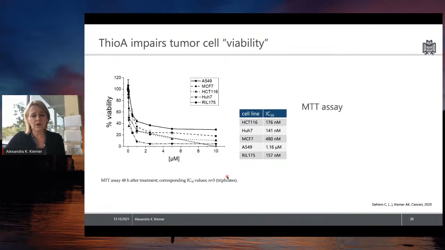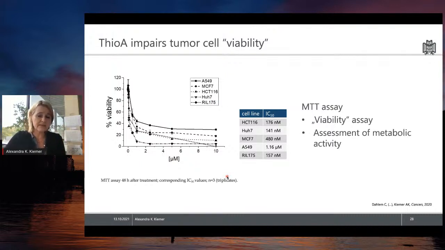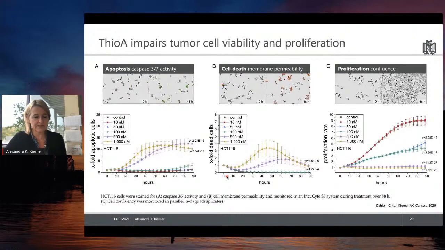However, if you look a bit closer at what this MTT assay really is, it's denoted as a viability assay, but actually metabolic activity is assessed by this assay. You cannot really conclude from an MTT assay whether the cells really die or whether it's just an attenuated proliferation, or whether it's just a readout parameter for metabolic activity. So we really wanted to see: are the cells dying or is something else going on?